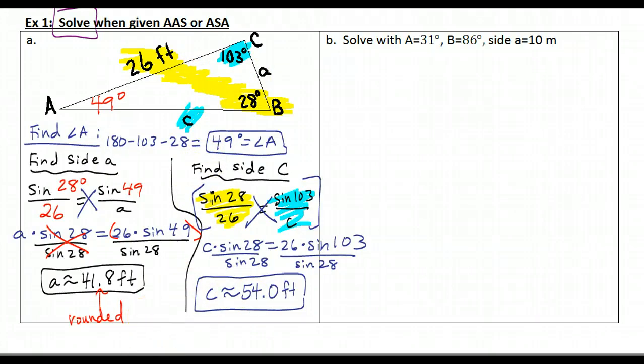Let's do another one, and then I'm going to have you try 2 on your own. What's going to happen usually is they will not give you a triangle written out, so you need to draw your picture.